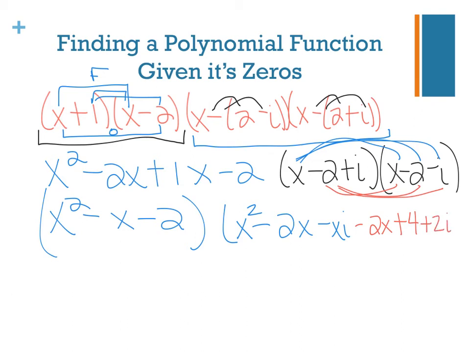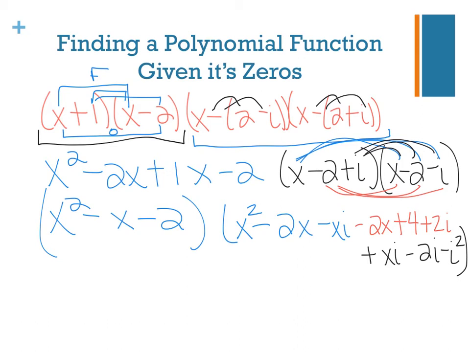And when I multiply the i times everything, i times x gives plus xi, i times negative 2 gives minus 2i, and i times negative i gives minus i squared. Now if you look at this, there are going to be some things that cancel out.